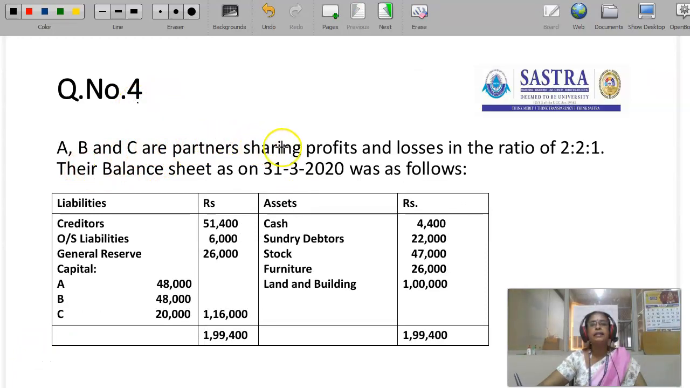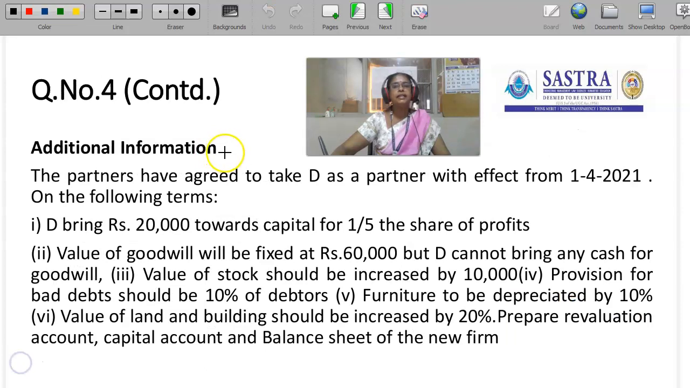A, B, C are partners sharing profit and losses in the ratio of 2:2:1. Balance sheet as on 31/3/2020 was as follows. Creditors under the liability side 51,400, outstanding liability 6,000, general reserve 26,000, capital: A 48,000, B's capital is the same 48,000, C 20,000, total capital of the firm is 1,16,000. Cash 4,400, sundry debtors 22,000, stock 47,000, furniture 26,000, land and building 1 lakh. The total of the balance sheet is 1,99,400.